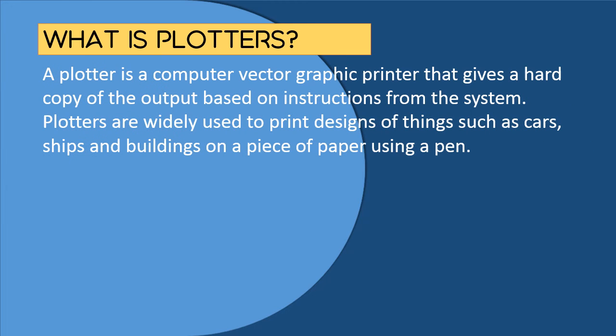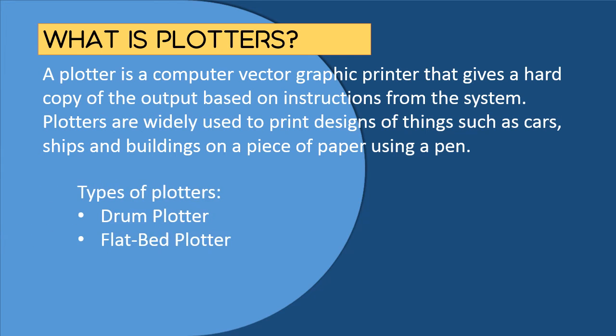What is plotters? A plotter is a computer vector graphic printer that gives a hard copy of the output based on instructions from the system. Plotters are widely used to print designs of things such as cars, ships and buildings on a piece of paper using a pen. Types of plotters: drum plotter, flatbed plotter.